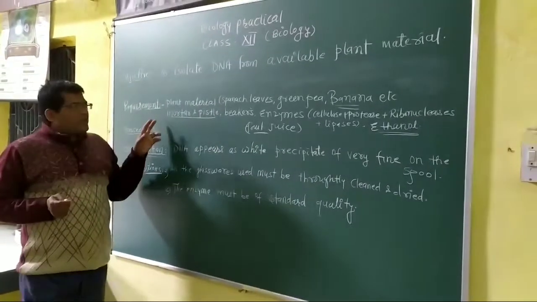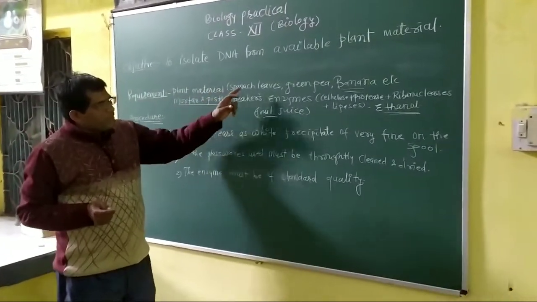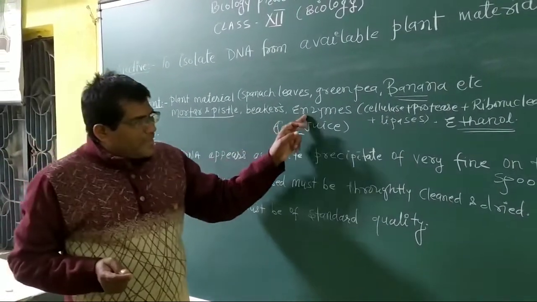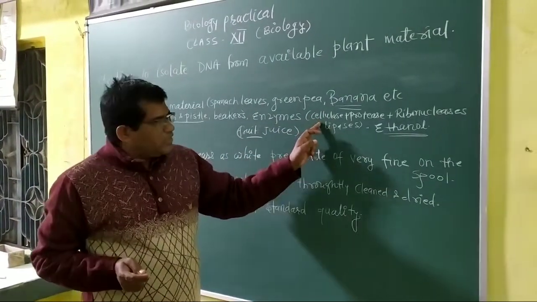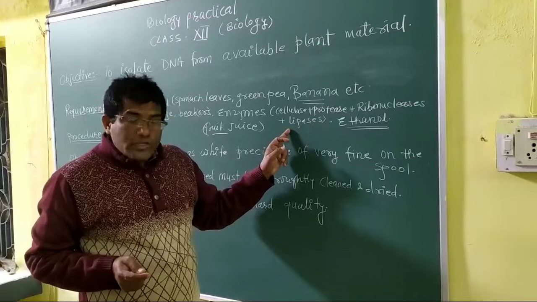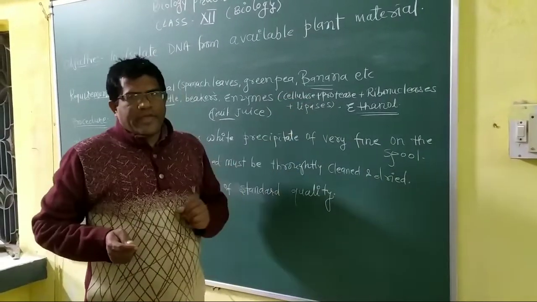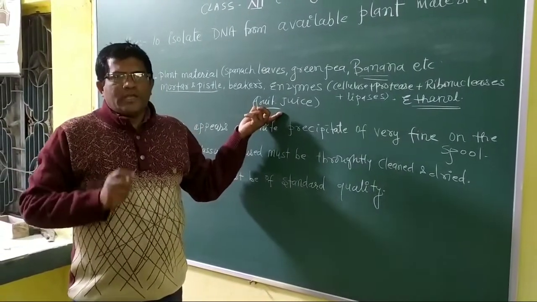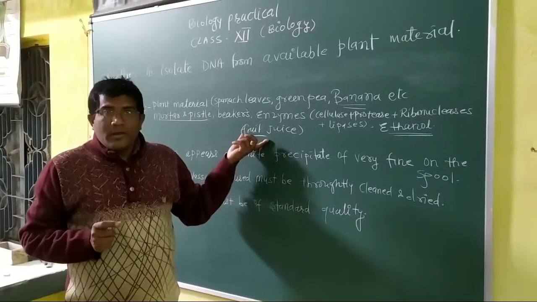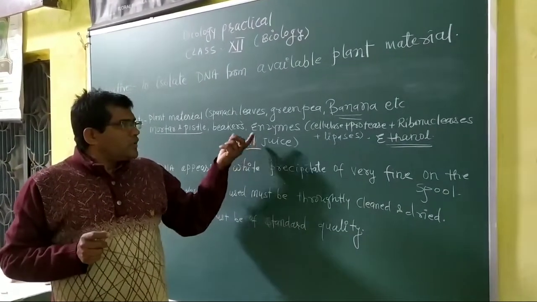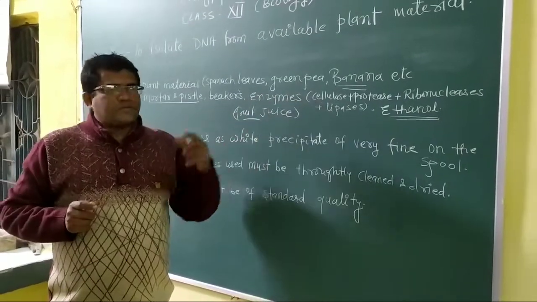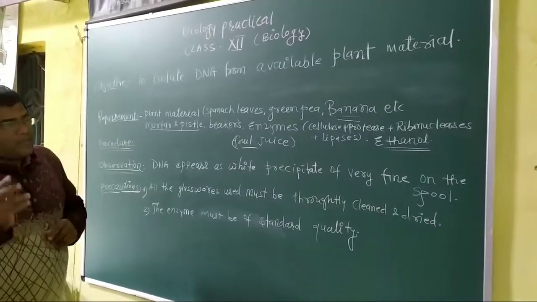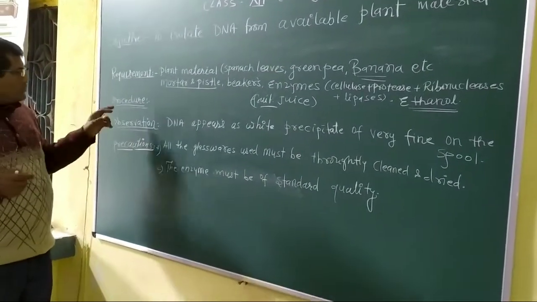So in this experiment our requirements are plant material like spinach leaf or banana, mortar and pestle, beaker, and enzymes like cellulase, protease, ribonuclease, and lipase enzymes, and all these enzymes we get from the fruit juice. Students, in the market syrups are also available, and that syrup can be used as an enzyme source. So these substances are present there so that we can use them for the purpose of the experiment. Now, how to do it, that is the procedure.